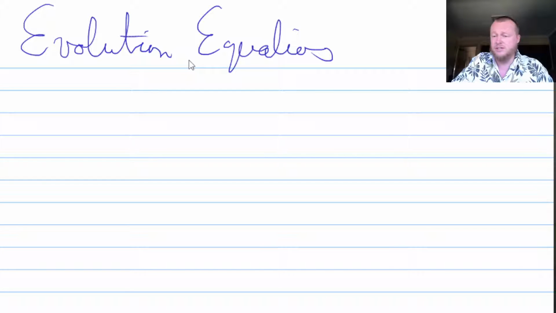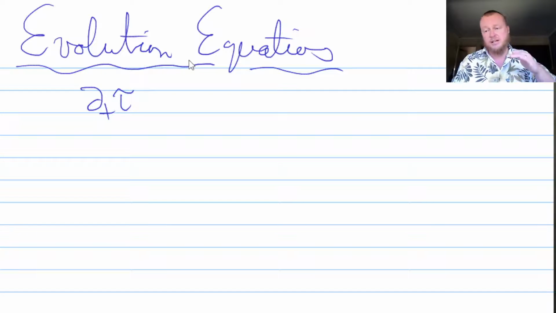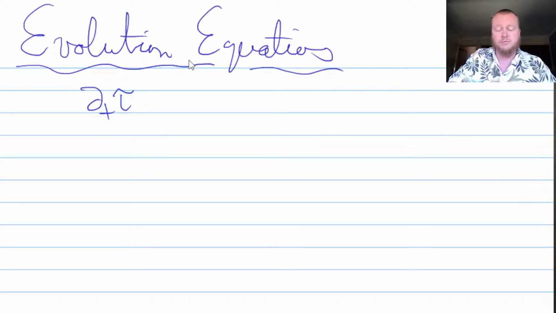Evolution equations. First, though, we need to look at the tangent vector. So this is the time derivative of the tangent vector. Now, the tangent vector has unit length, so the length is not going to change, but the direction of the vector will change with time. Okay, let's have a look.